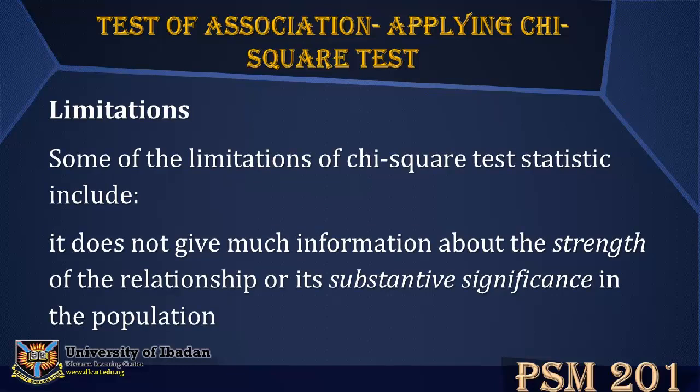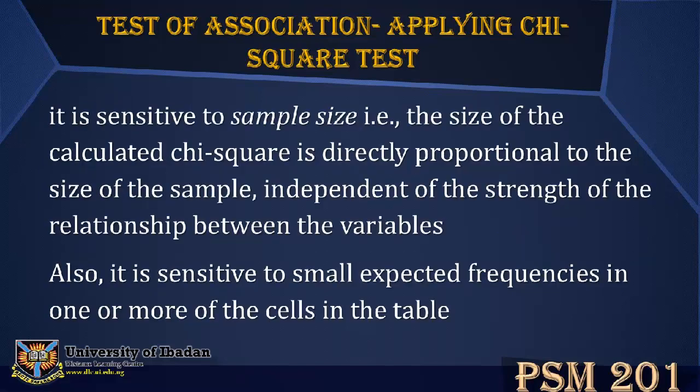Limitations. Some of the limitations of chi-square test statistic include: it does not give much information about the strength of the relationship or its substantive significance in the population. It is sensitive to sample size, that is, the size of the calculated chi-square is directly proportional to the size of the sample, independent of the strength of the relationship between the variables. Also, it is sensitive to small expected frequency in one or more of the cells in the table.